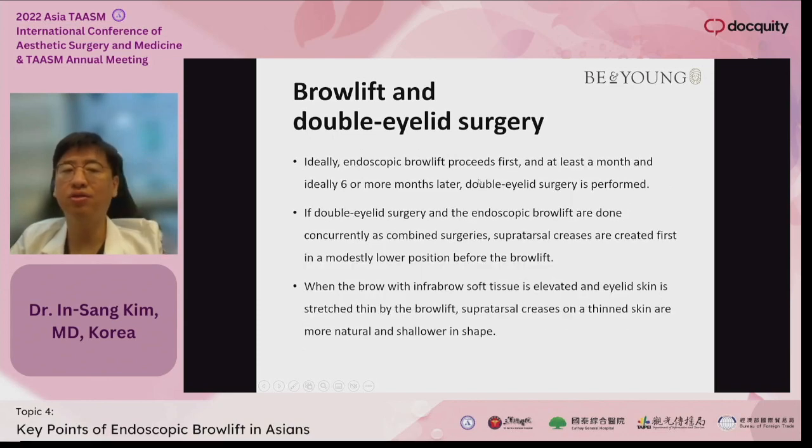So ideally, endoscopic brow lift proceeds first, and at least a month, and ideally 6 or more months later, double eyelid surgery is performed. And when the brow and infrabrow tissue is elevated, the eyelid skin is stretched thin, and supratarsal creases will be much more natural and beautiful.